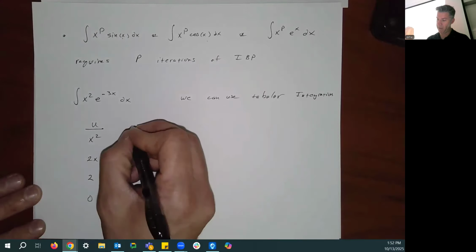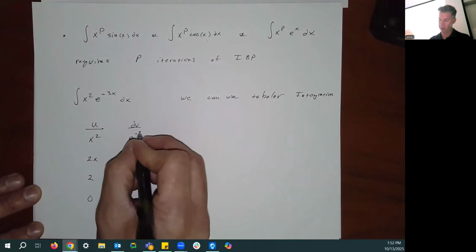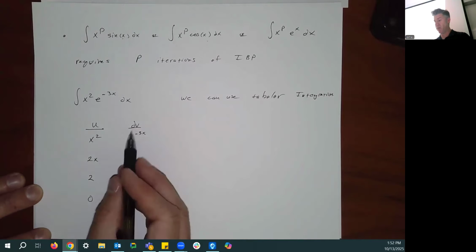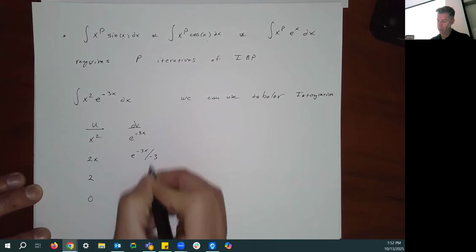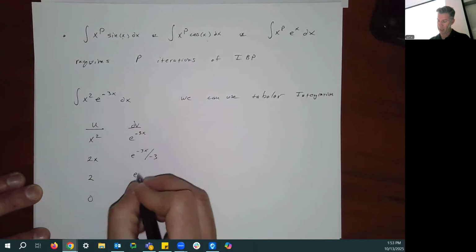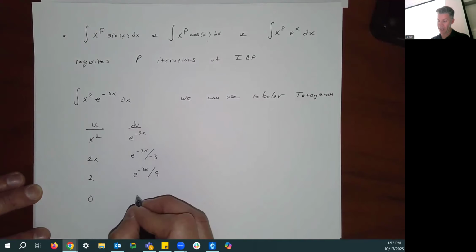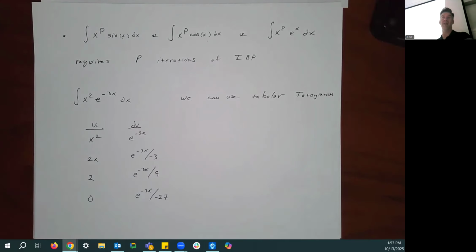And then your dv is going to be the usual choice. We're not going to write the dx part because we don't feel like it. And then you're just going to keep anti-differentiating. So the antiderivative of e to the negative 3x is e to the negative 3x divided by negative 3. And the antiderivative of that is e to the negative 3x divided by negative 3 squared. And the antiderivative of that is e to the negative 3x divided by negative 3 cubed. Every time we're just dividing by another negative 3.